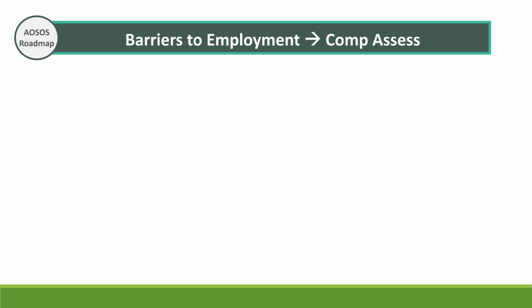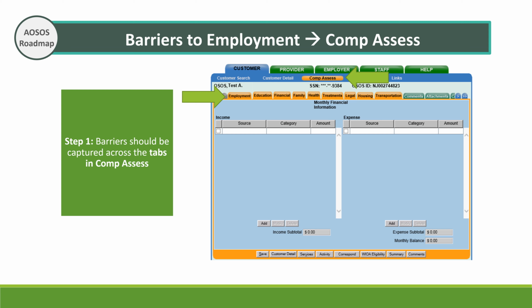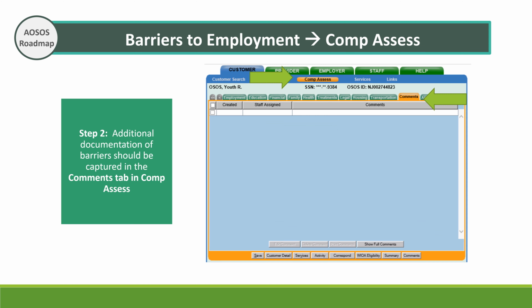Barriers to employment should also be documented in AOSOS and include any prior information about barriers that is already documented through previous engagement with the customer. Barriers to employment should be captured across the tabs in CompassS. Additional documentation of barriers that are not captured in the tabs themselves should be captured as comments in CompassS.